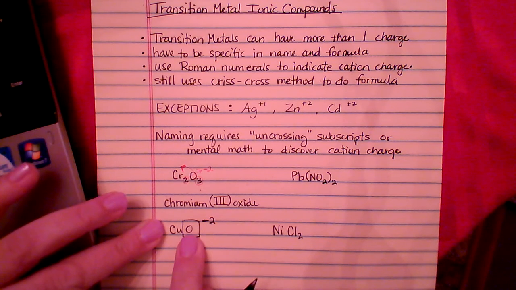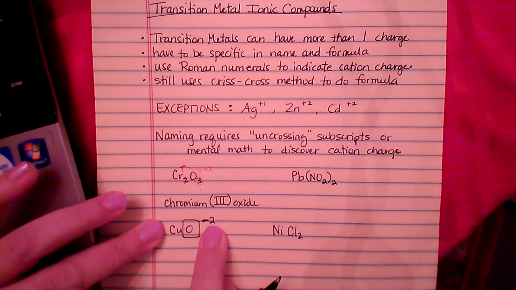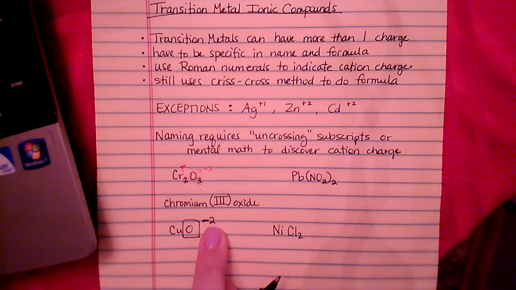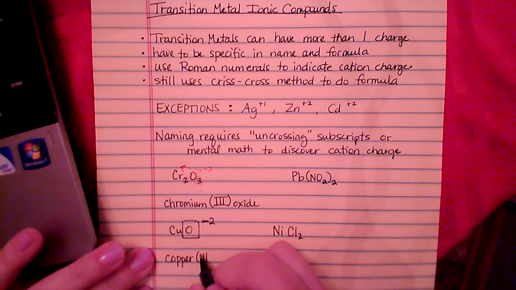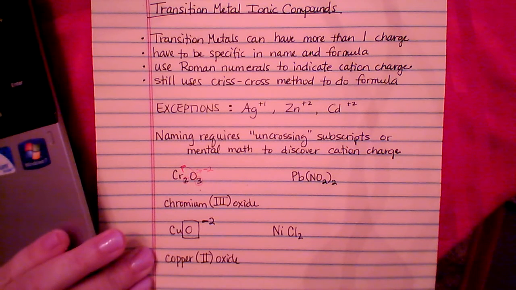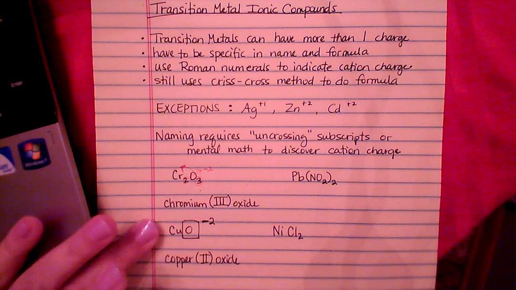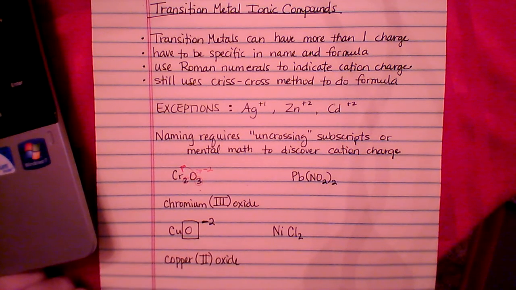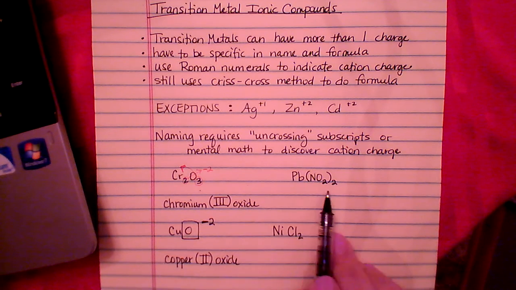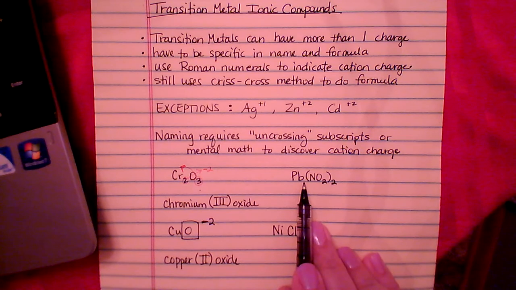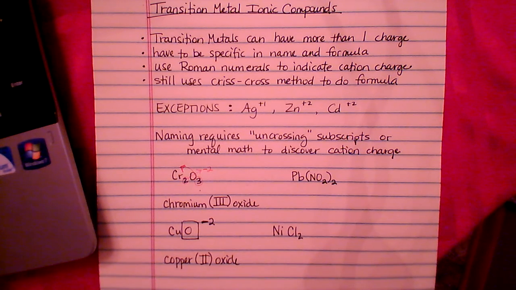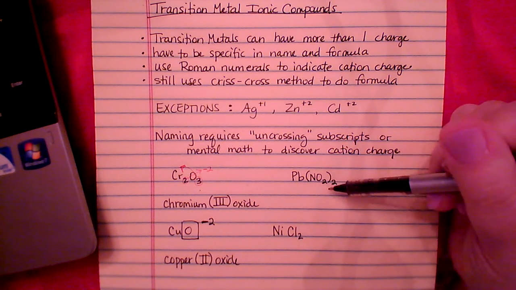Well, if I have one oxide with a -2 charge, what would your copper have to be to cancel it out? So in this case, this is copper, Roman numeral 2, oxide, not copper 1. So that's where mental math comes in handy. Same thing here. If I have a subscript on the second element, but not on the first, I have to really think about what my charge would be on my anion.